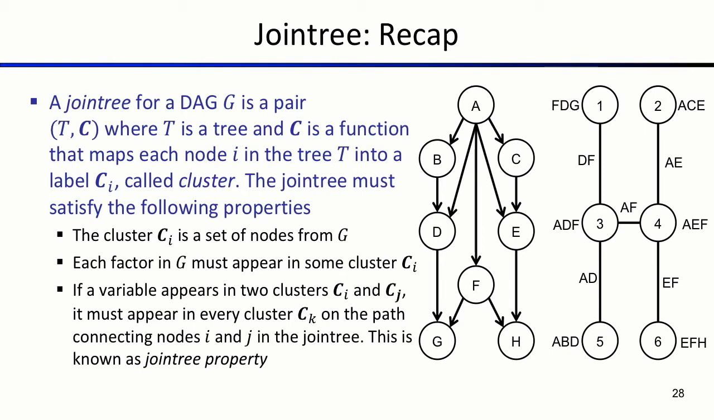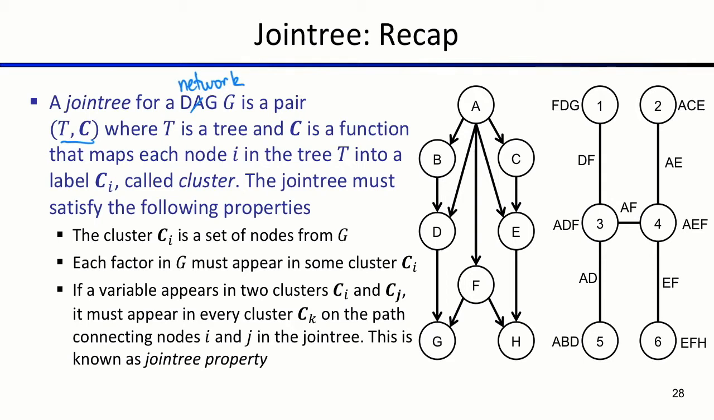So the joint tree for a network G doesn't need to be just for a DAG, but also for a network. So it can be a Bayesian or a Markov network. It is a pair (T, C), where T is a tree. So the structure must be a tree, no loops here. And C is a function that maps each node i in the tree into a label Ci, call it the cluster. And the joint tree must satisfy the following properties.